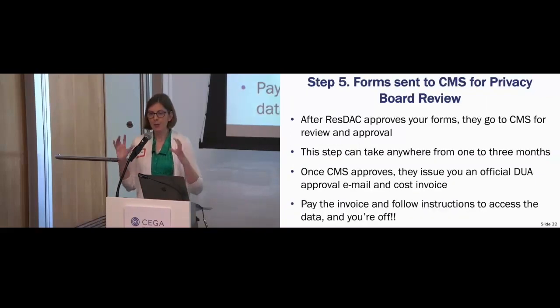Once ResDAC approves your forms, they go to CMS for review and approval. And usually this takes, I think they say 6 weeks. I would say 1 to 3 months. Usually at this stage, you're in pretty good shape. You're just waiting for CMS to say, okay. The hardest part is going back and forth with ResDAC because they're the ones who are administering this for CMS and making the determinations over whether your application is complete enough. So CMS doesn't tend to come back with much at this stage. Once CMS approves, they issue you with an official DUA approval email and a cost invoice.